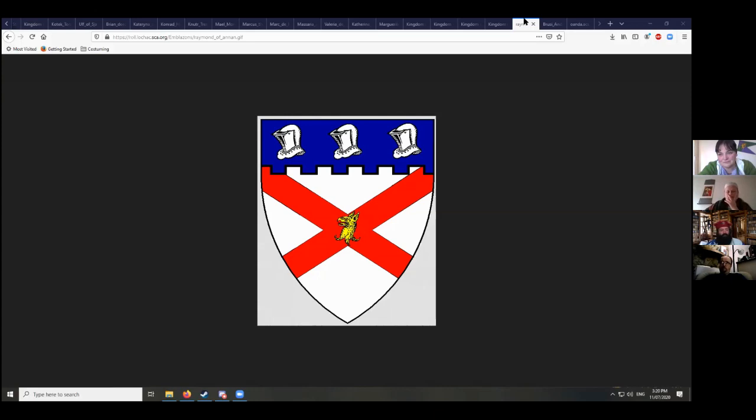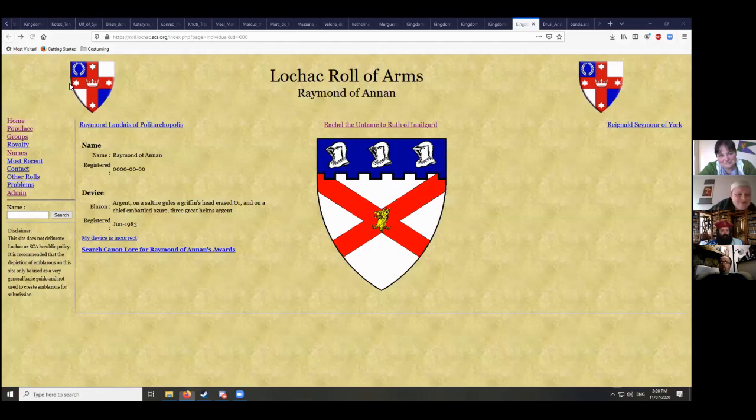Nicely done, Shinjo. Let's go and see what the emblazon as registered is. And we've got argent on a saltier gules, a griffin's head erased, or. The erased part is, see how the head's got little floofy bits rather than being straight? If it was straight, it would be couped, as though it was cut off by a blow. Coup being to cut, to blow, to hit. And on a chief embattled azure, three great helms argent. I wouldn't call those great helms, but I don't care. They're hats. Nicely done.